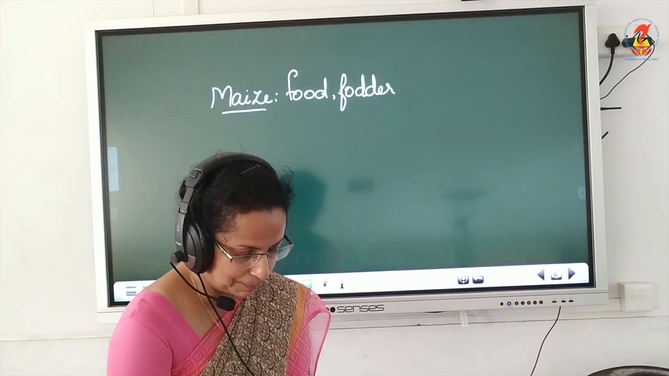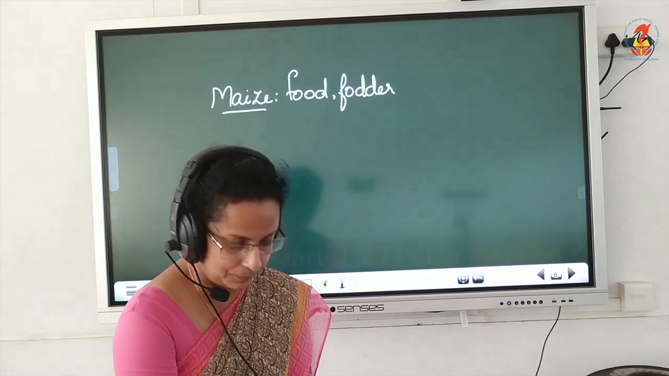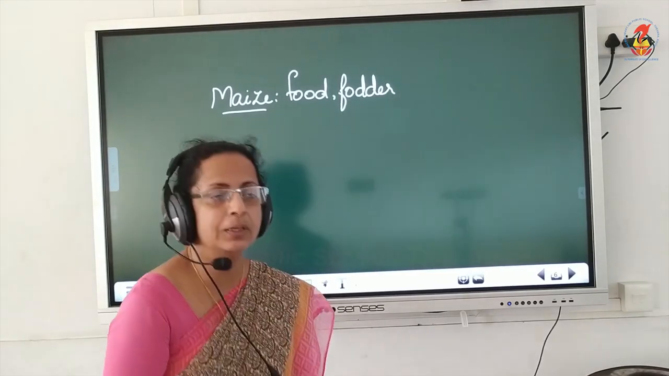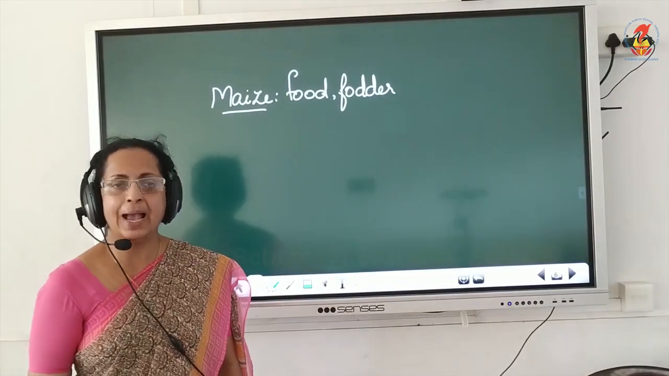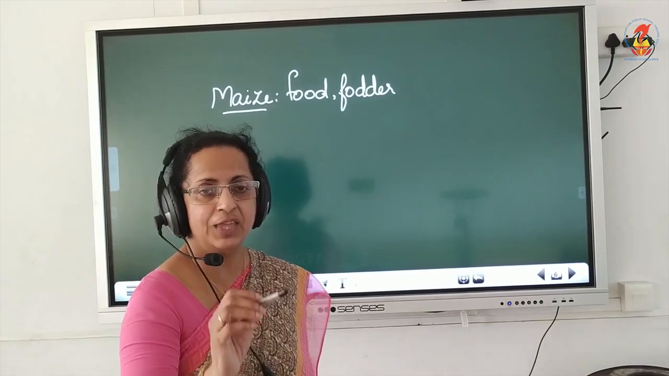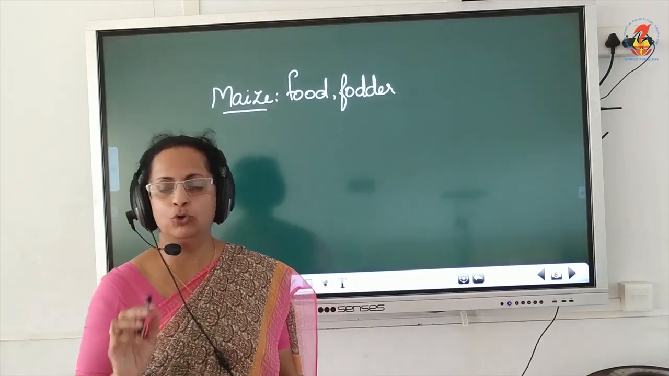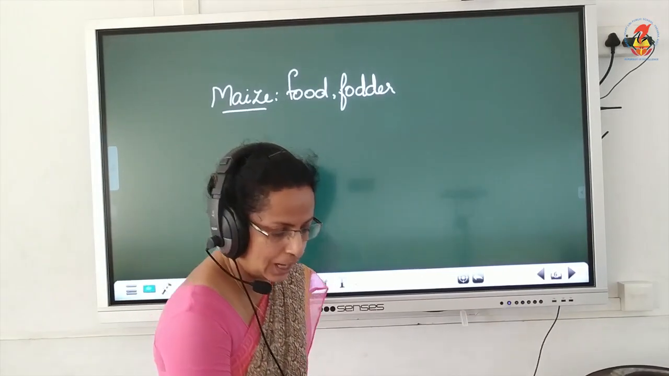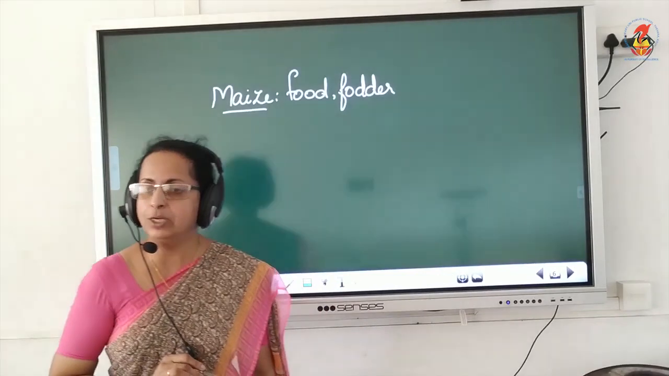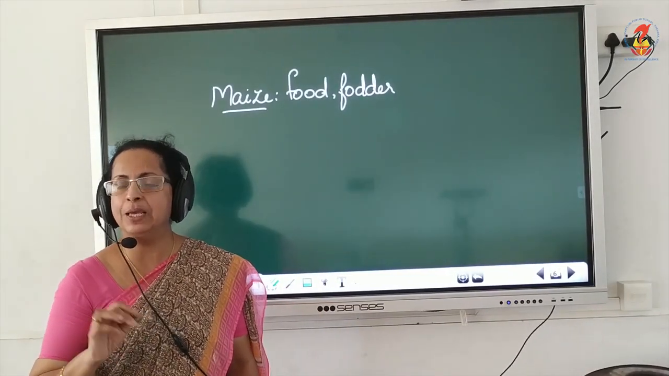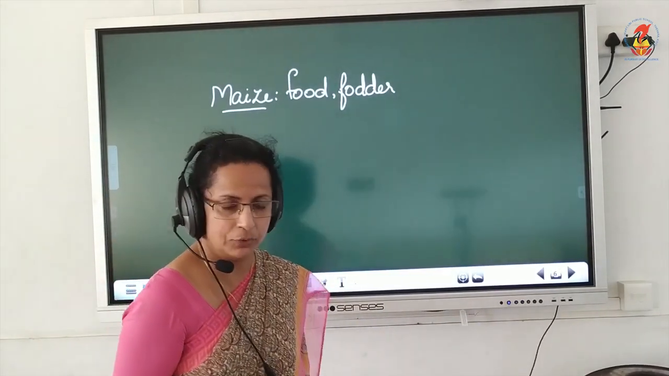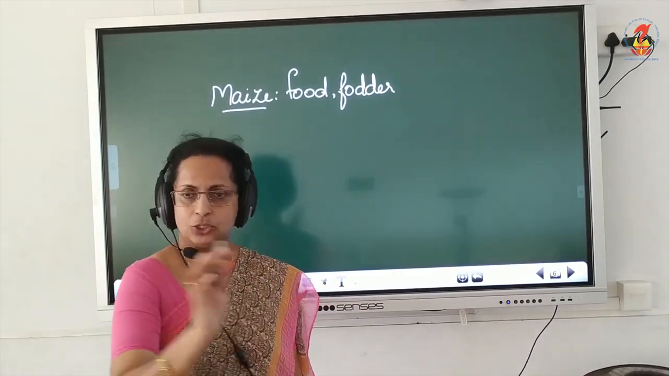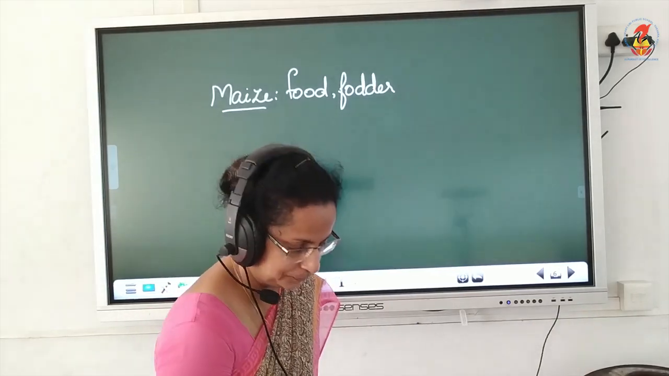The next is the pulses. Pulses, you know, urad dal, moong dal, peas, all that come under pulses. These pulses are important in farming because they are leguminous crops. You must have learned what leguminous crops are. Those crops are grown for what reason? Because these crops help in restoring soil fertility. So these are grown in between.